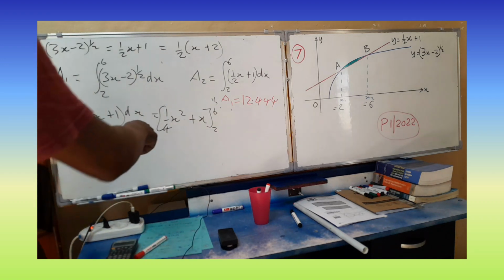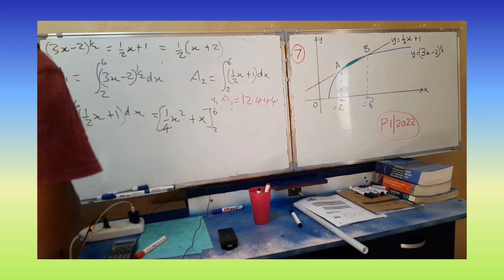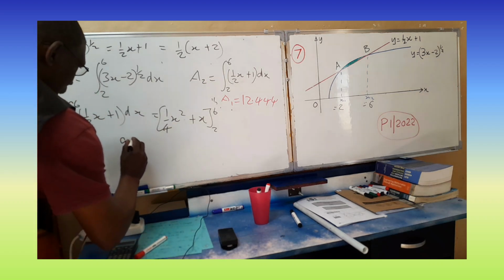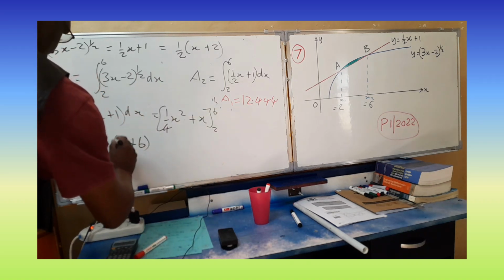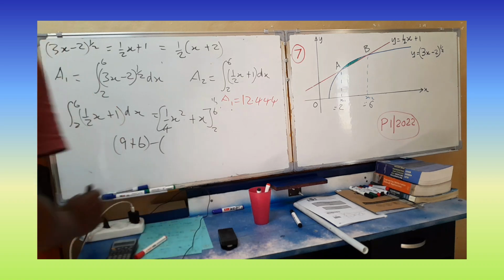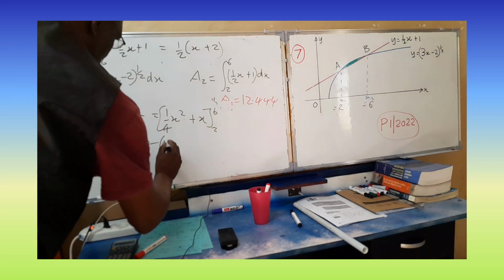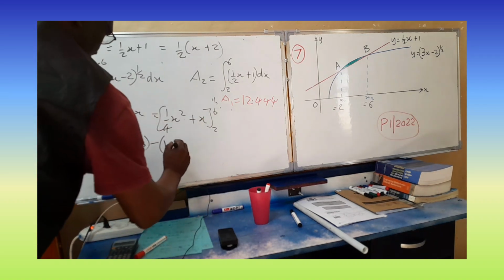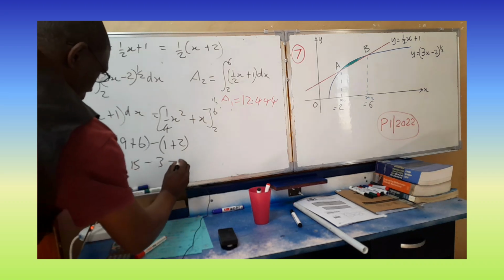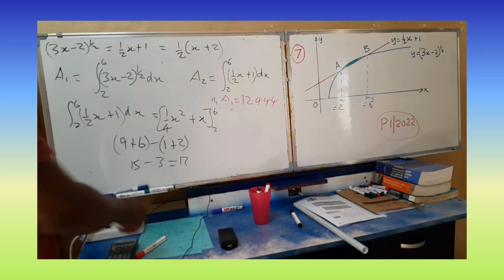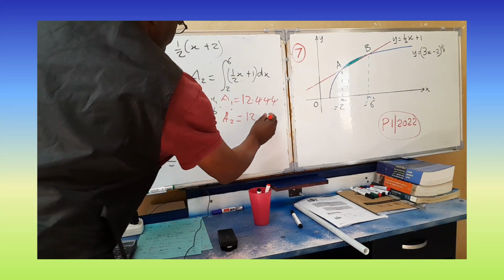When x is equal to 6, this is 36 divided by 4, which is 9. 9 plus that there, it will be 6. So it's that, bracket, minus, when x is now equal to 2, we have 2 squared is 4. 4 divided by 4 is 1. And that, of course, is just plus 2. Simplifying, we have 15 minus 3, which is equal to 12. So A2 is equal to just 12.0.